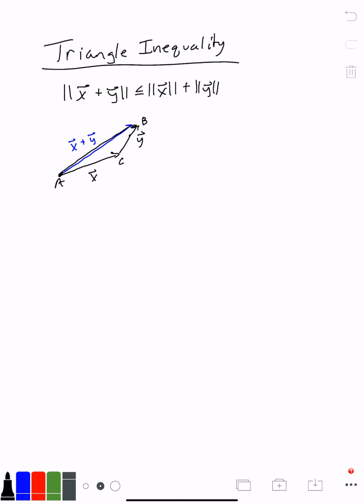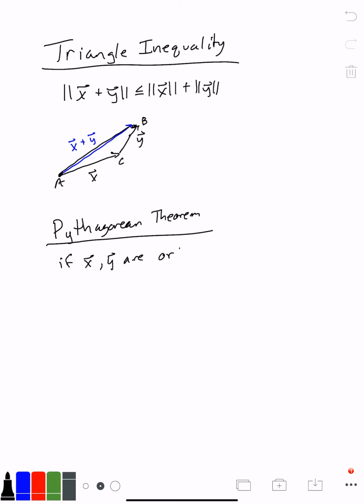And the last thing that I want to mention in 5.1 is the Pythagorean theorem, which is actually something we will use on solving problems. And what it shows is if x and y are orthogonal, you could just say perpendicular. Mathematically, they mean the same thing. And that means that the angle is 90 degrees.